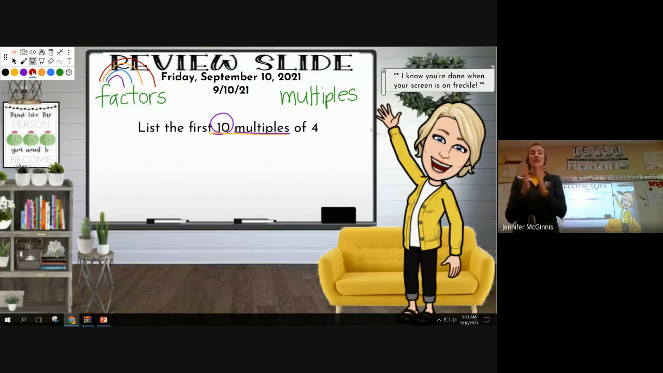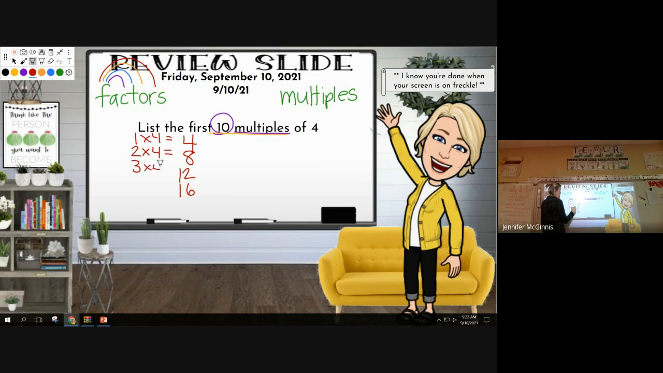So here is how this works. When I ask you to list multiples of 4, you start with the number 4, and then you count by 4. So we're going to have a 4, 8, 12, 16, 20. Look here. 1 times 4 equals 4. 2 times 4 equals 8. 3 times 4 equals 12. 4 times 4 equals 16.